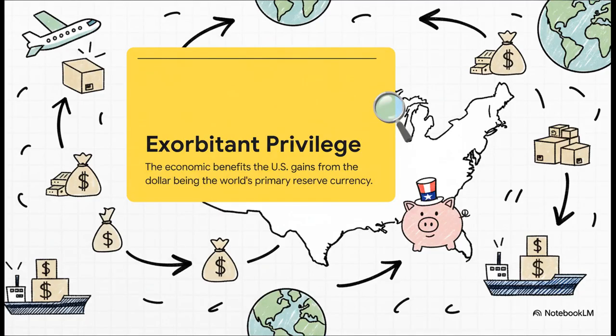Wow. Now this brings us to a really interesting idea, exorbitant privilege. It sounds fancy, but what it really means is that because everyone needs dollars, the US gets to borrow money more cheaply than anyone else. And for Americans, this isn't some abstract theory. It means lower interest rates on your mortgage, on your car loan. It means the stuff you buy from other countries is cheaper. It's a huge, built-in advantage for the American economy.